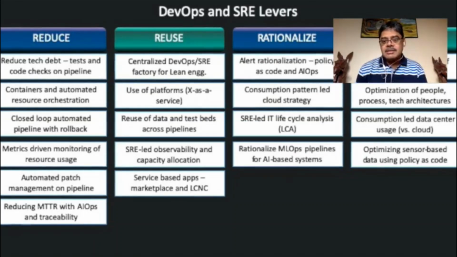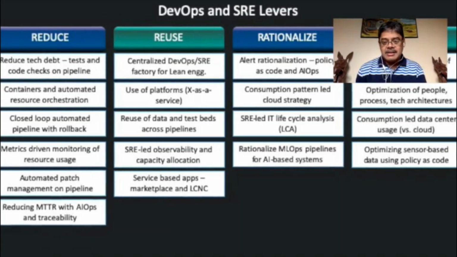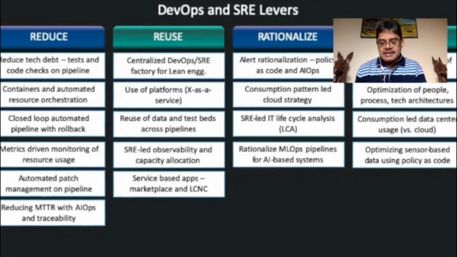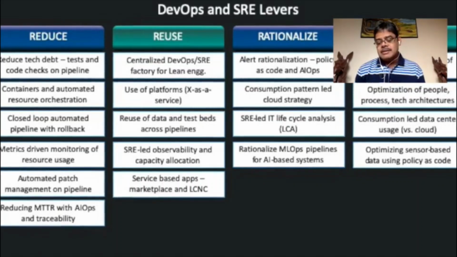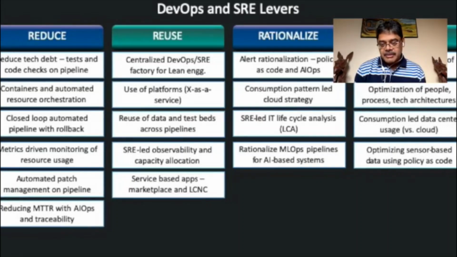The next one is about consumption pattern-led cloud strategy. How do we look at cloud strategy? How do we use intelligent automation, AI, Gen AI, etc., to look at the consumption patterns and define and redefine your cloud strategy in real time? SRE-led IT lifecycle analysis. Can we do an IT lifecycle analysis on a continuous basis? Now, a lot of things, if you look at these points, actually point to a very agile enterprise architecture as a paradigm coming in, right?